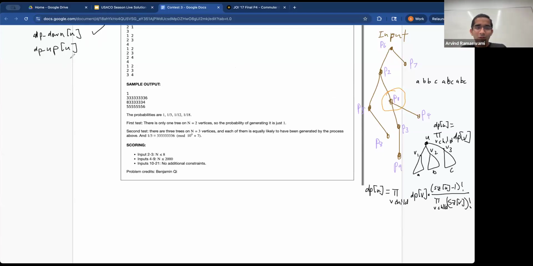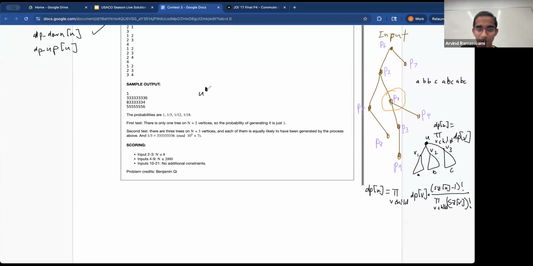I think one part of the problem is being familiar with 3DP rerouting. And another part of the problem is actually getting the details correct, right? Yeah, so for DP up, okay, I'll talk about how to calculate DP up.